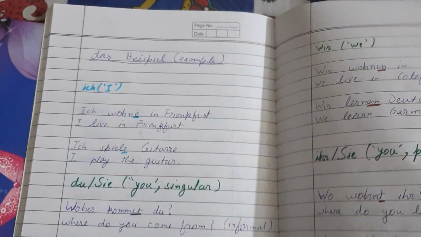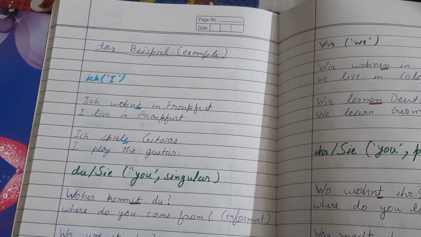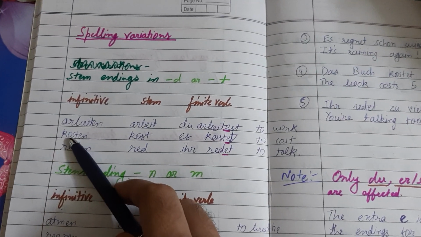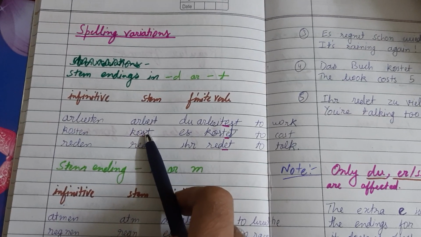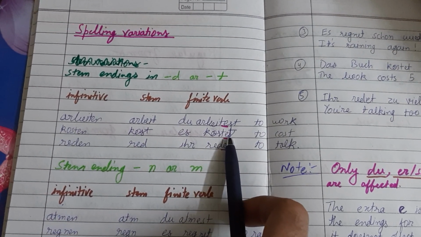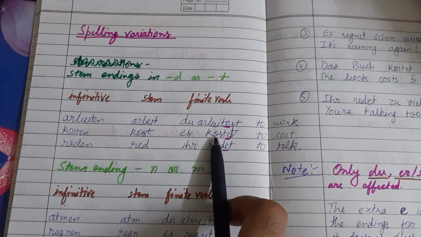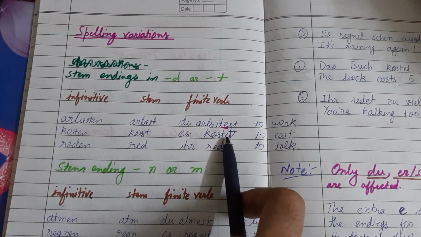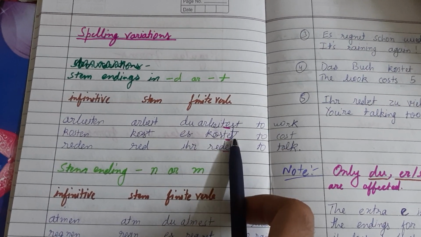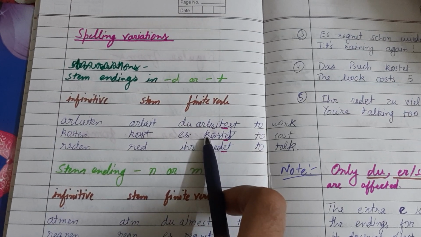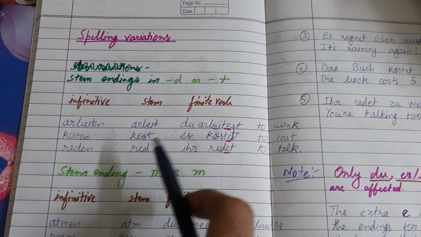So what is it for ihr? Ihr arbeitet. Similarly, if we look at kosten, which means cost, we say es kostet, because you can't pronounce it with a longer t sound. With a double t we have a difficult time. So we add an e. So it will become es kostet.